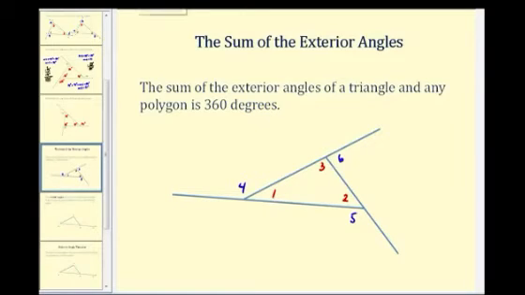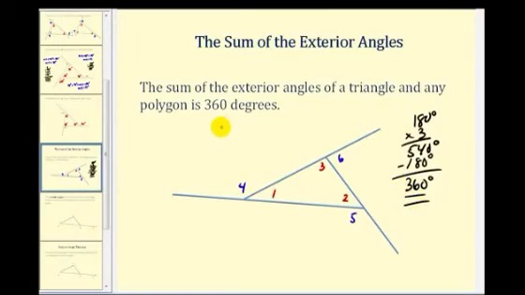So again, what I was trying to point out earlier is that we know that the interior and exterior angles form three linear pairs, and therefore the sum of angles 1 through 6 would be 180 degrees times 3, which is 540 degrees. And then we also know that the sum of the interior angles of any triangle is 180 degrees. So if we take 540 degrees, subtract out 180 degrees, this will always be 360 degrees. So the sum of the exterior angles of a triangle will always be 360 degrees. And this is also true for any polygon.